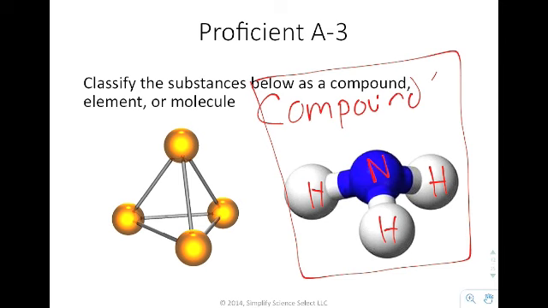But then you look at the other one and you say, yes, this is a compound because it has more than one atom, but it has a more specific definition of being a molecule. And the reason why it's a molecule is because all of the atoms are the same. Since all the atoms are the same, it has to be a molecule as well as a compound.